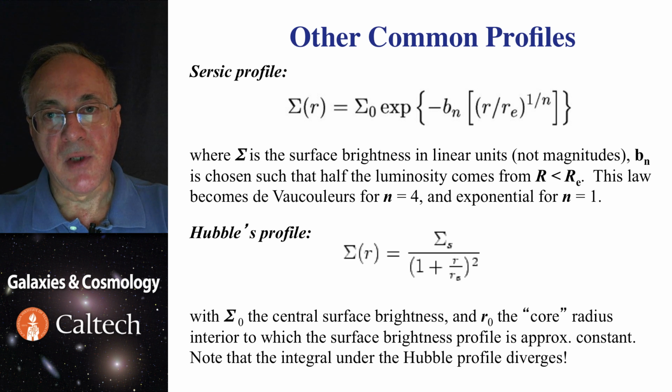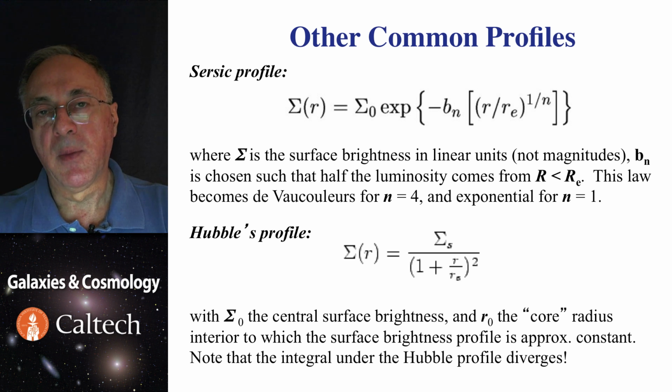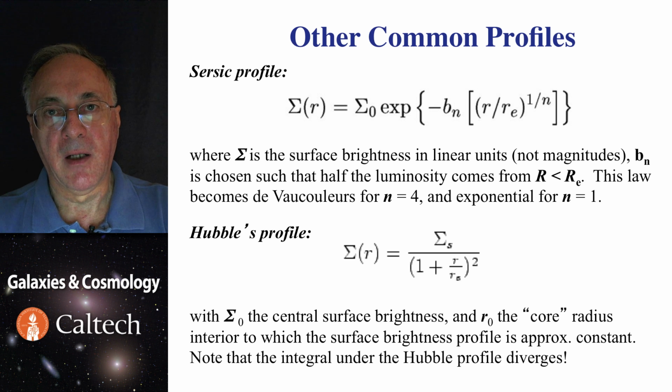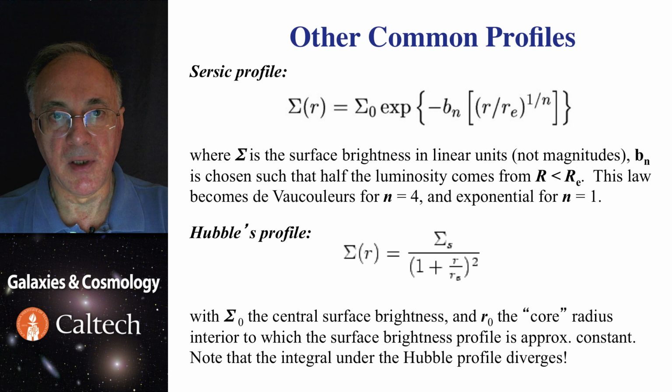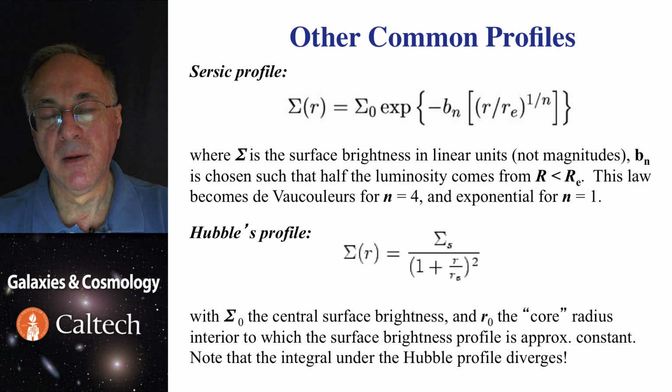Other profiles have been suggested, and the one that's currently most popular is the Sersic profile, which is a generalization of the de Vaucouleurs profile. The log of the surface brightness goes as radius to the -1/n, where n is some number. In case of the de Vaucouleurs profile, n is equal to 4, so it's proportional to radius to the -1/4. In case of this galaxy, n is 1, so then you have just the traditional old declining exponential.